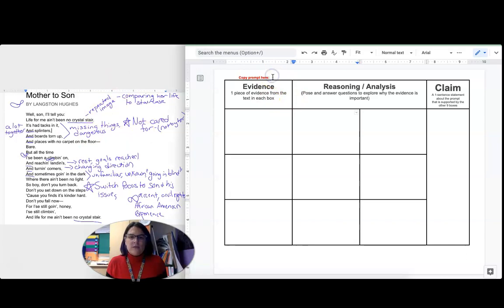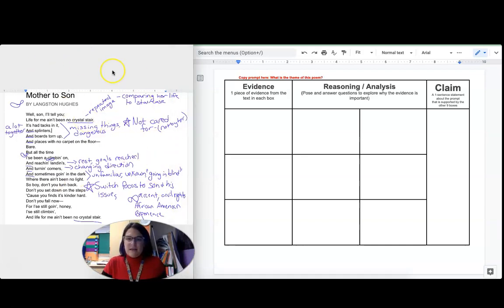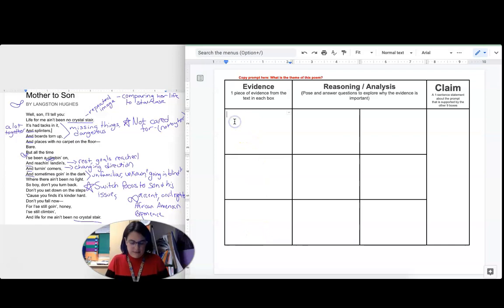So I'm going to type my question here up at the top, which is, what is the theme of this poem? So I have my question, and of course I'm going to want to put evidence to go with this. I've been having this question in the back of my mind, and you'll notice that right here I do have a lot of notes and quotes. So I'm going to start pulling out some evidence that I find really important, and I'm going to write down that evidence in these boxes right here.